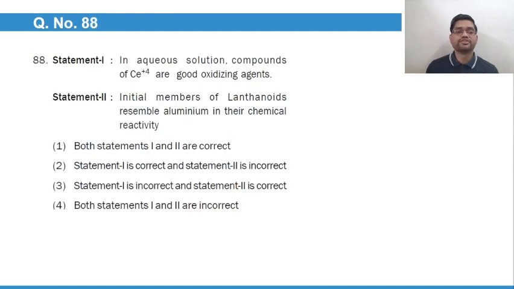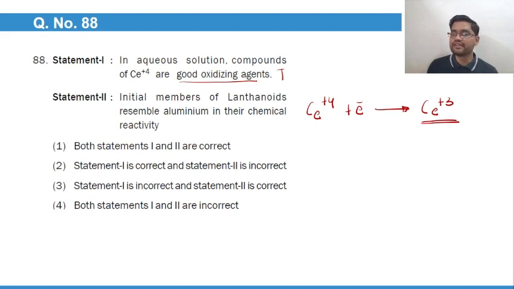Okay, so next question 88. In the aqueous solution, compounds of Ce plus 4, that is cerium plus 4, are good oxidizing agents. That is true. Why? Because this is a lanthanide, and lanthanides show the most stable oxidation state as +3. So Ce plus 4 will take up 1 electron and undergo reduction to give you what? Ce plus 3, which is a stable state, right? So it undergoes reduction and hence it is a good oxidizing agent.